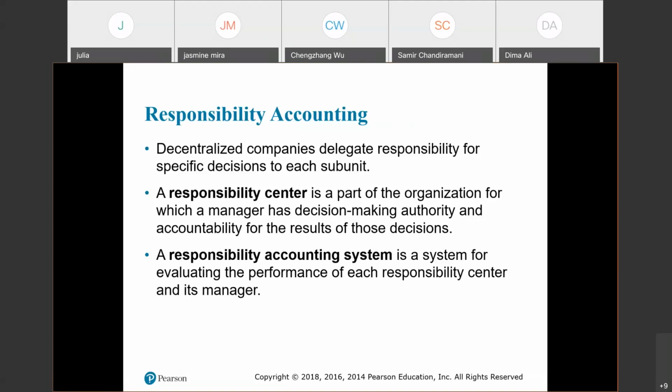Well, decentralized companies need a way to evaluate the responsibility centers. This is called a responsibility accounting system, which is a system for evaluating the performance of each responsibility center. And the goal of the system's performance reports is to provide relevant information to the managers empowered to make such decisions.